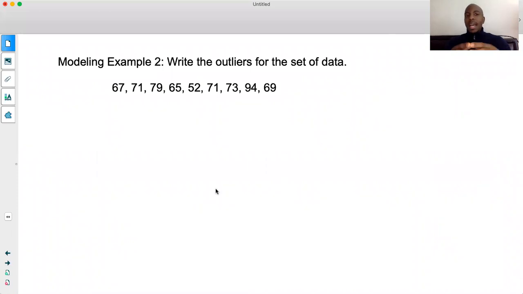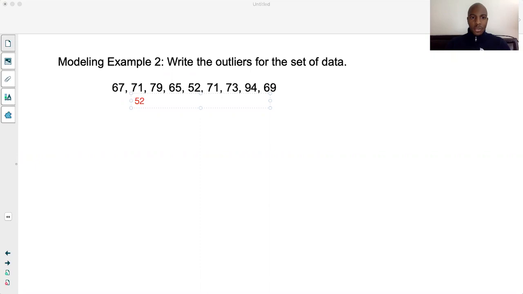Now, once again, they tell me to write the outliers for this set of data. I see that I have 9 data points here. My first step, as we talked about last example, was to write them from smallest to largest, okay? So when I write these numbers from smallest to largest, right, I'm going to write them right underneath it. Let me write them in red.